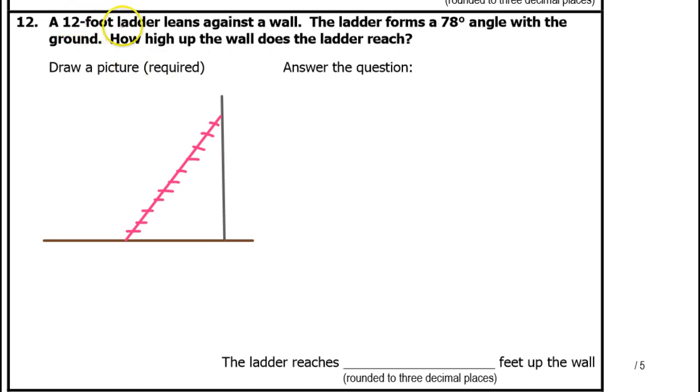Okay, now what did they tell us? They told us that it is a 12-foot ladder. So that means that this is 12 feet. And the ladder forms a 78-degree angle with the ground. So here's the ground. So the 78 is on the ground. So there's a 78-degree angle. How high up the wall does the ladder reach? The height of the ladder on the wall will be this x right here. So we will now use our SOHCAHTOA skills.